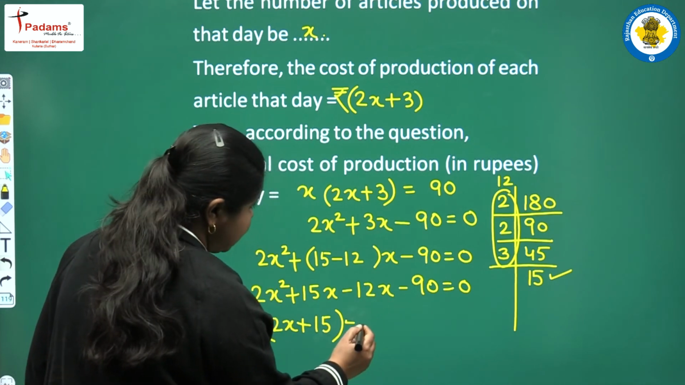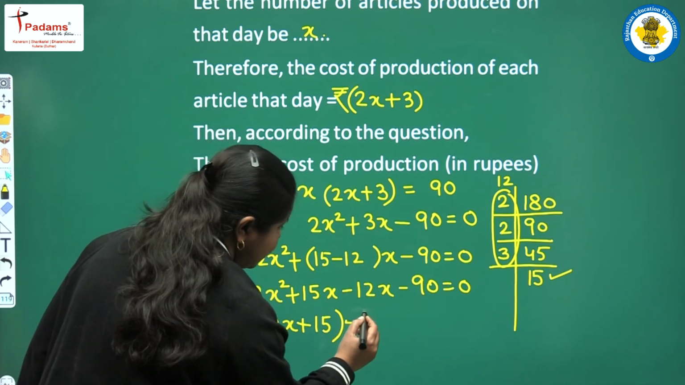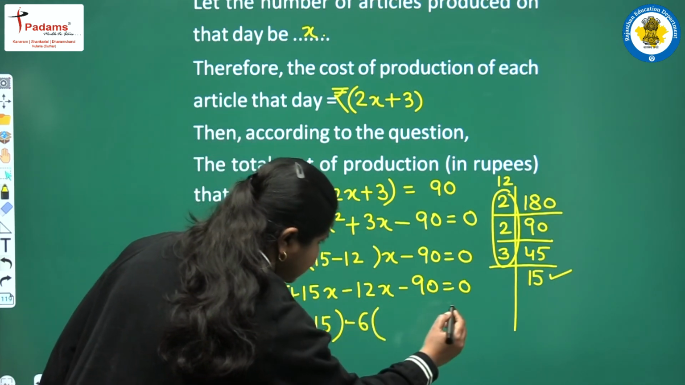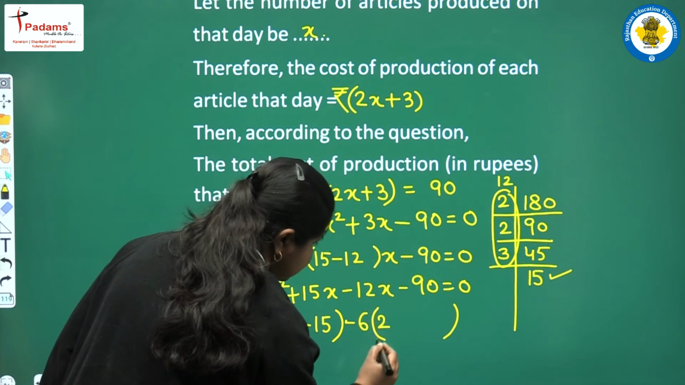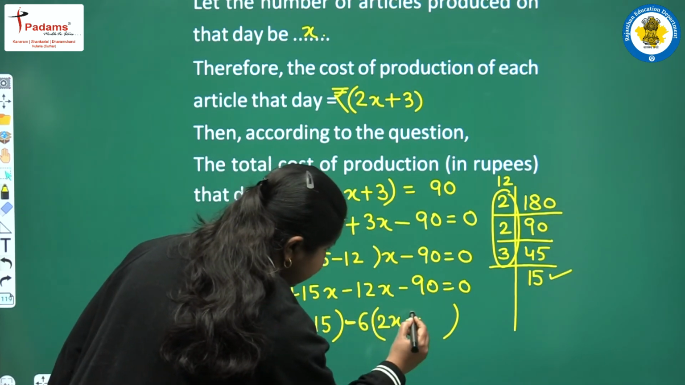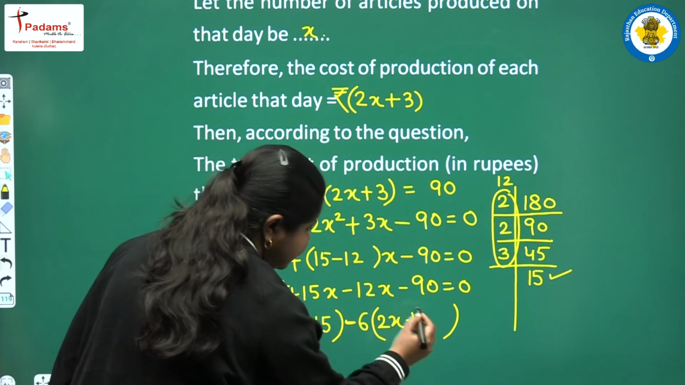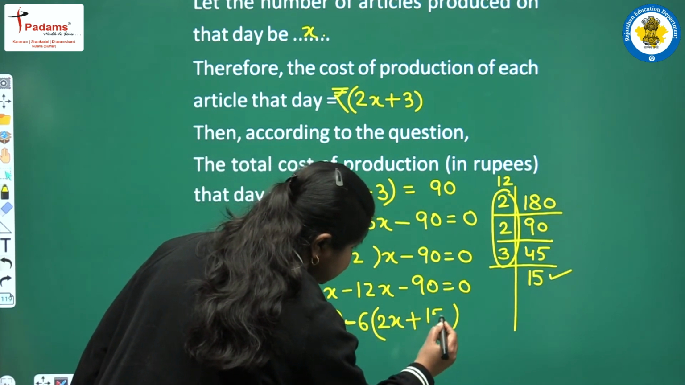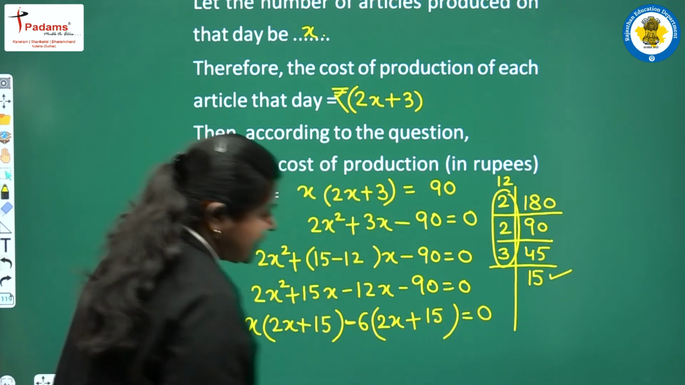Now what is common here? You will see 6 is common. Take it out. Now 6 2s are 12 and x. This minus is here. So here the sign will change. It will become plus and 15 6s are 90. So here 15 will come. This is equal to 0.